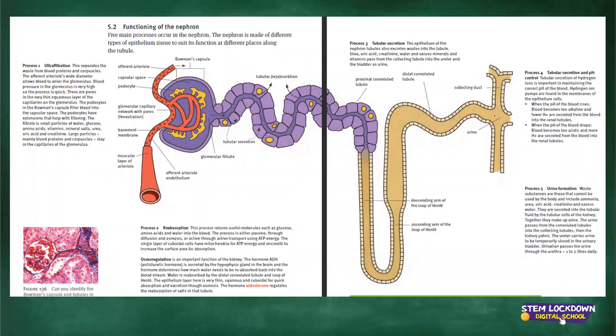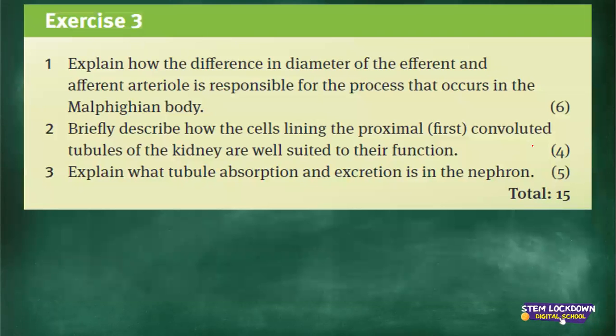So we've gone through all the 5 processes that occur during urine formation or the functioning of the nephron. So now you understand the functioning of your nephron. The processes: ultrafiltration, reabsorption, tubular excretion, tubular secretion and pH control, then urine formation.